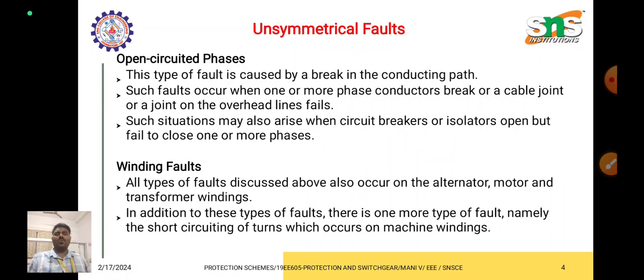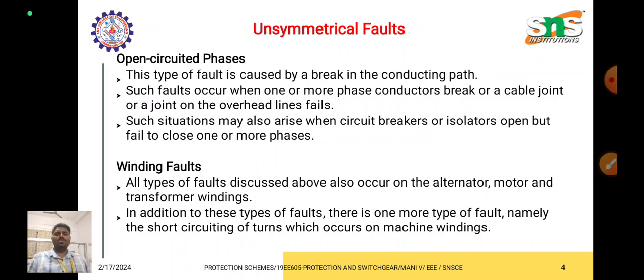And the next one, open circuit phases. If any of the phases breaks, it is called an open circuit phase. And the next one, winding. All the faults discussed, like line to ground fault, double line to ground fault, line to line fault and open circuit fault, can occur in an alternator, motor and transformer.